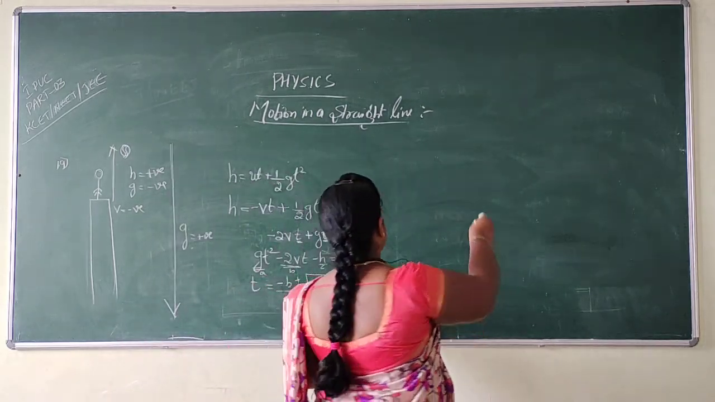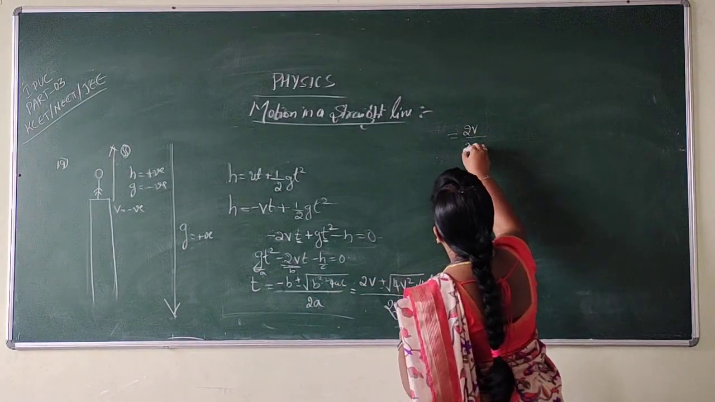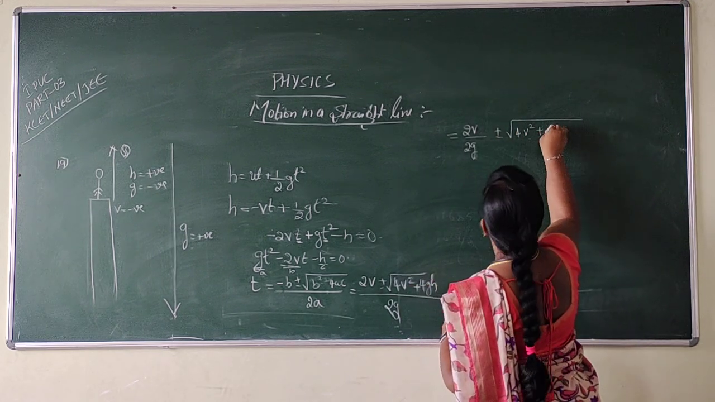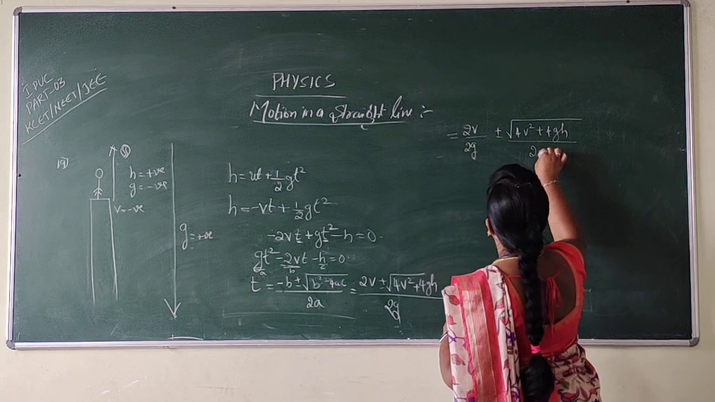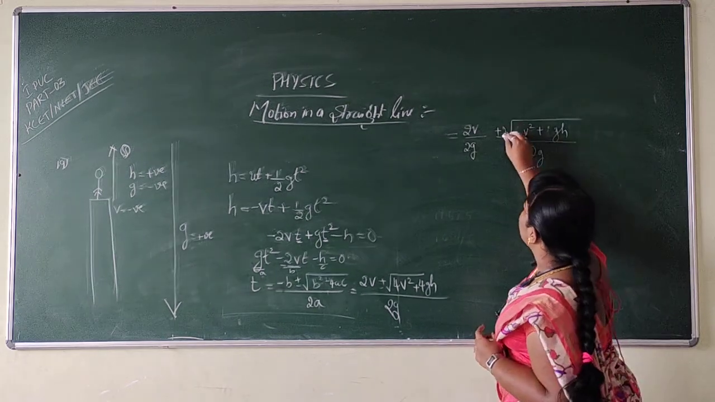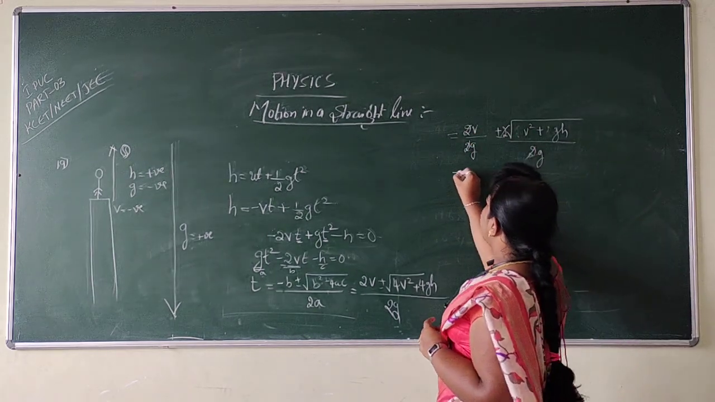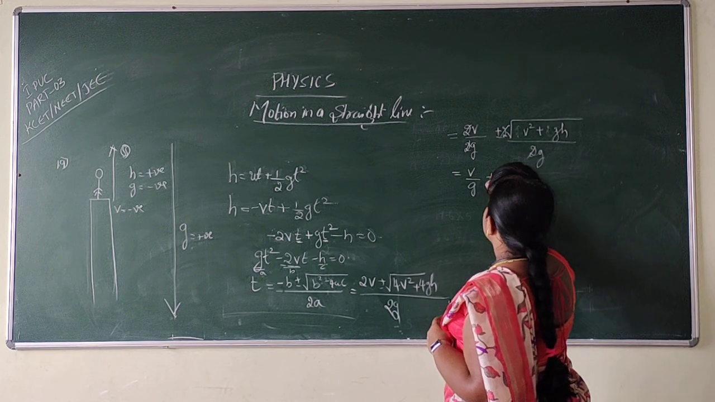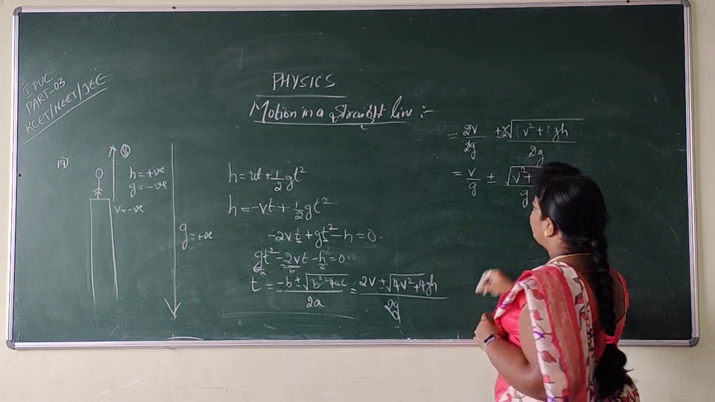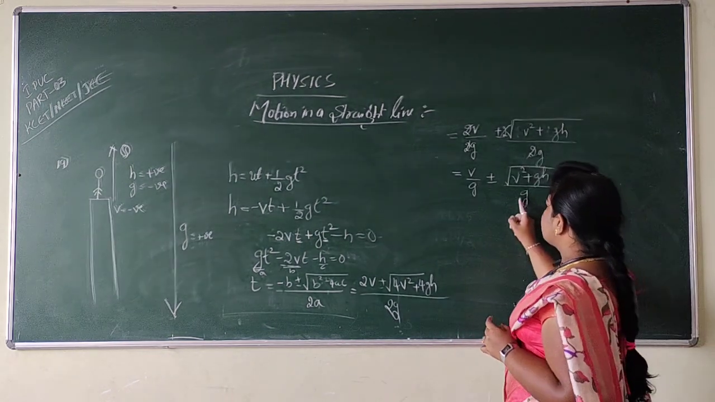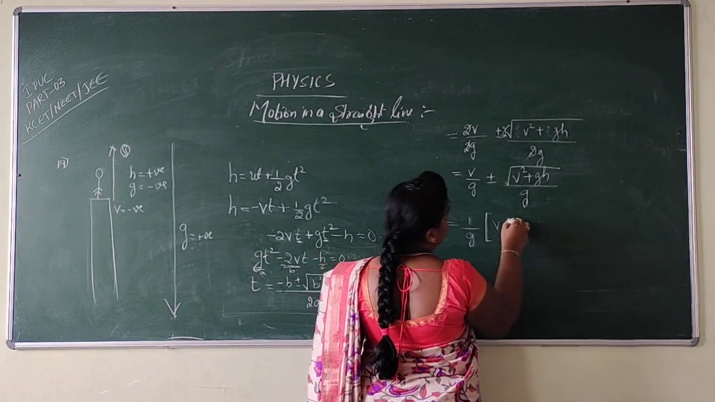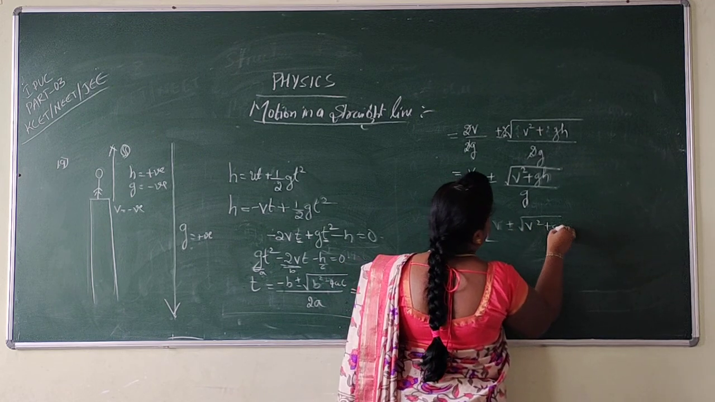Now let us see, this is equal to 2v divided by 2g plus or minus square root of 4v square plus 4gh divided by 2g. See here 4 is common, and the square root of 4 becomes 2. So the 2s cancel. Remaining is v by g plus or minus square root of v square plus gh divided by g. Dear students, see here g is common, so I take 1 by g outside, and what remains is v plus or minus square root of v square plus gh.